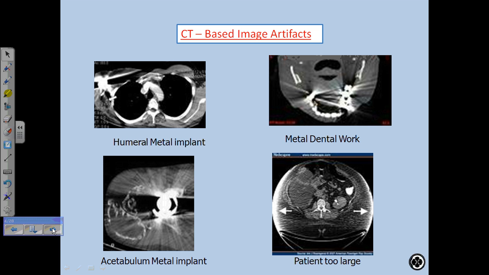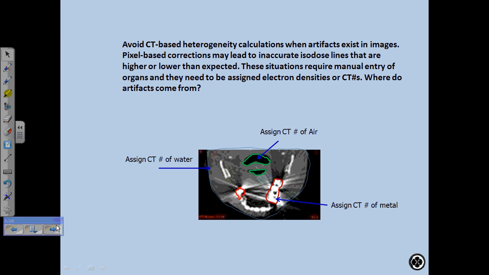But what happens is that if the field of view is smaller than the patient's body, you start to get these artifacts here. And again, that white area there is going to look like a really high CT number, and if you use heterogeneity, it's going to attenuate the beam more than it should. So you need to watch out for that. All right, so what do you do about those?